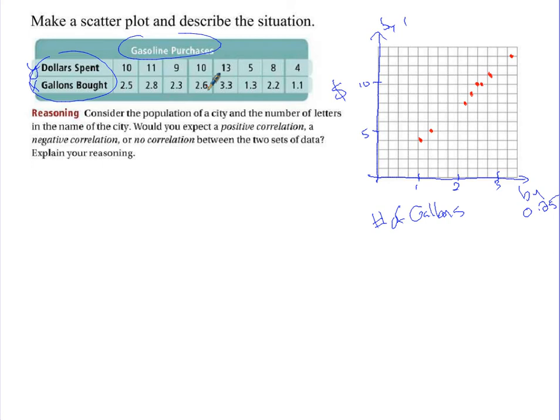Now, let's answer the question. It says make the scatter plot. We did, but we need to describe the correlation. What kind of correlation do we have here? I don't want to say strong or weak because we don't have anything to compare it to, but it is definitely positive.